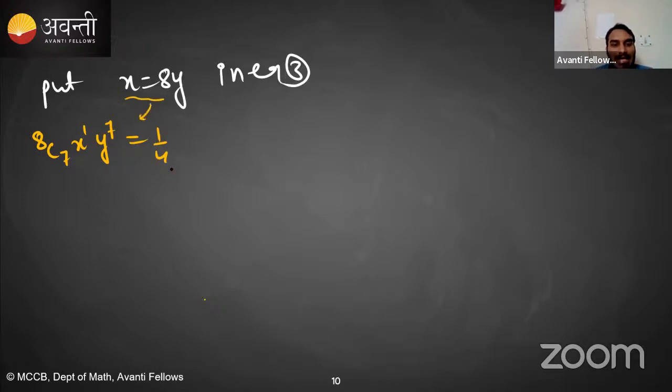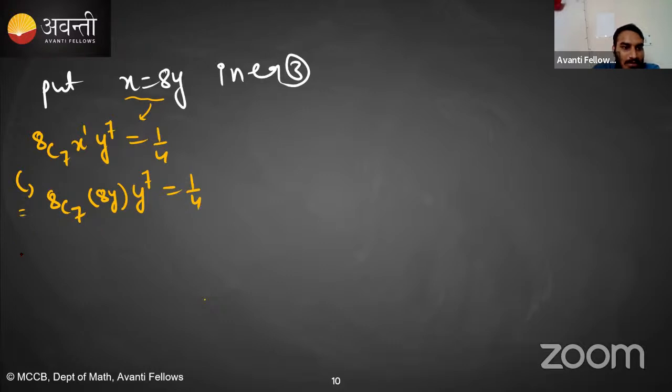Now put this x is equal to 8y in this equation. In the last class, I made a mistake. Instead of x is equal to 8y, I put y is equal to 8x. Everything calculation-wise was the same; just the difference is here. So on putting x is equal to 8y, what will we get? 8C7 into 8y, y as it is, y raised to the power 7, which is equal to 1 by 4. Solve it again.